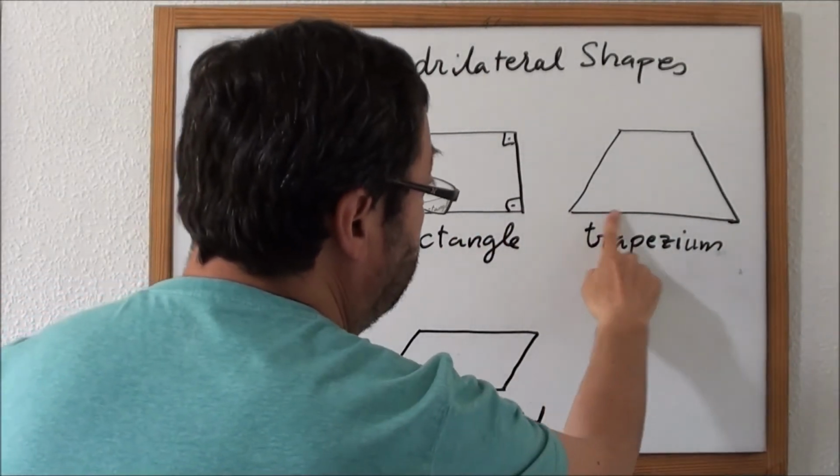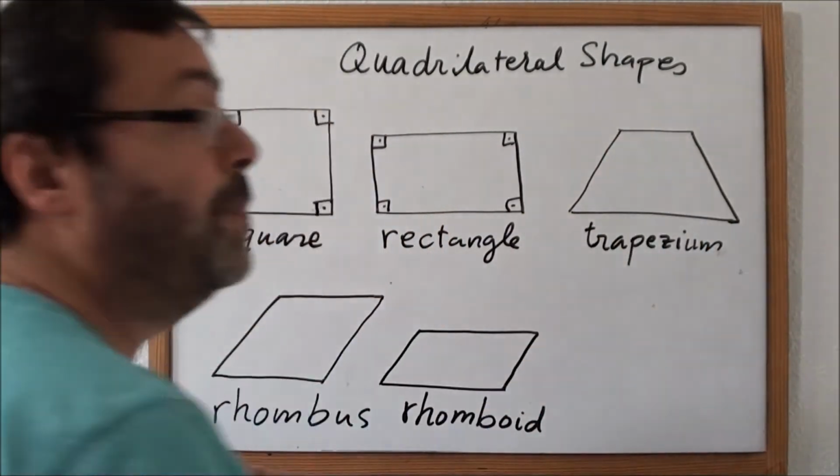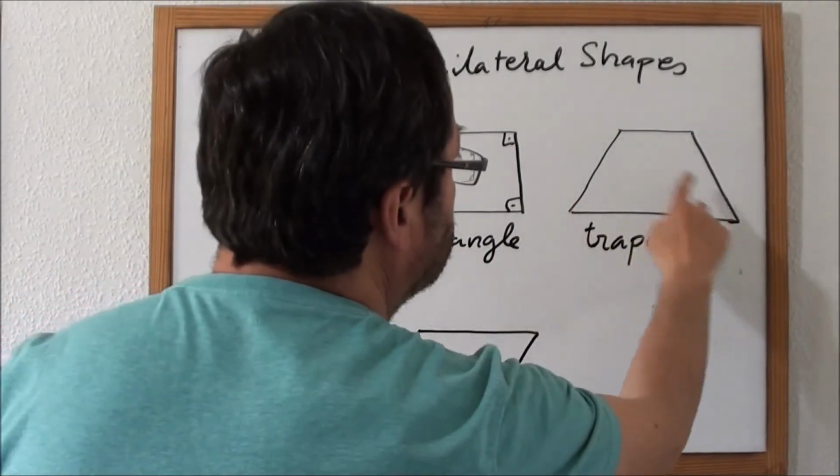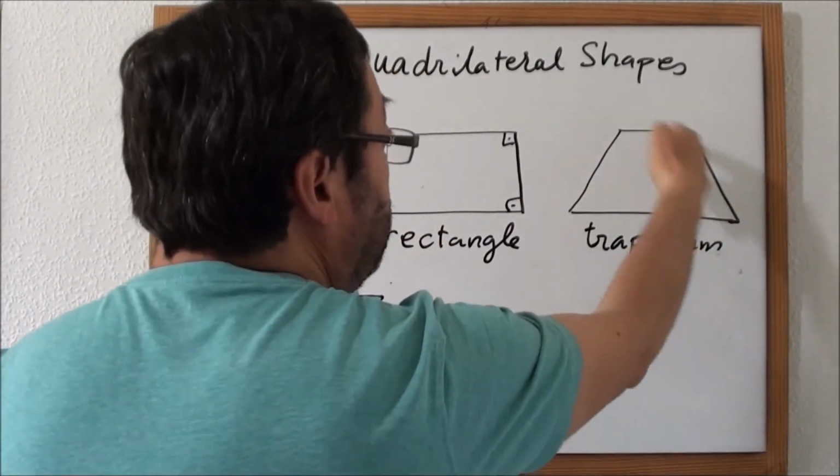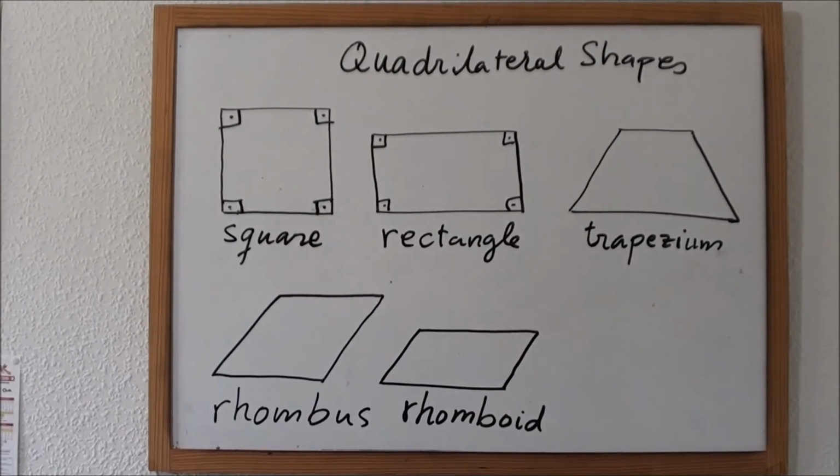But very important, this side and this side must be parallel. That's what we call the basis of the trapezium. This side and this side must be parallel. The others cannot be parallel, of course.